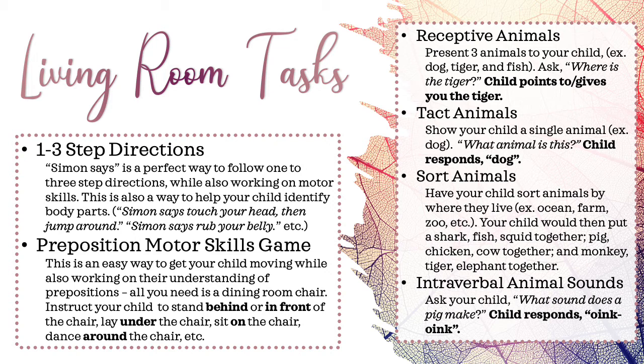The child would point to or give you the tiger. You could also have your child label animals. You would show your child a single animal, for example, a dog, and you would ask, "What animal is this?" Your child would respond, "Dog." You could have your child sort the animals. For example, animals that live in the ocean, farm, and the zoo.